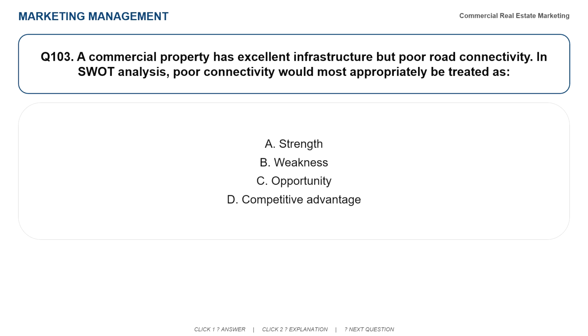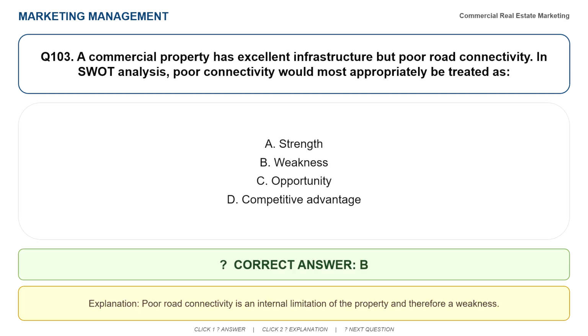Question 103. A commercial property has excellent infrastructure but poor road connectivity. In SWOT analysis, poor connectivity would most appropriately be treated as: Option A, strength. Option B, weakness. Option C, opportunity. Option D, competitive advantage. The correct answer is B. Explanation. Poor road connectivity is an internal limitation of the property and therefore a weakness.